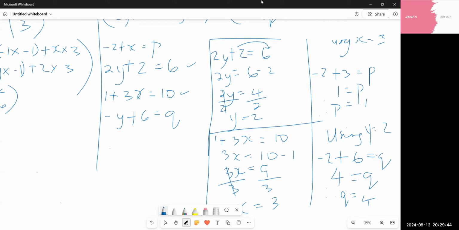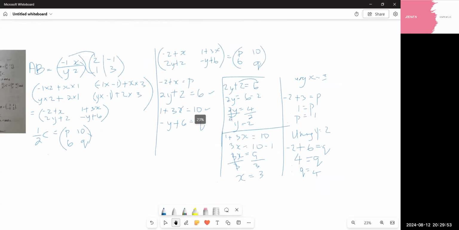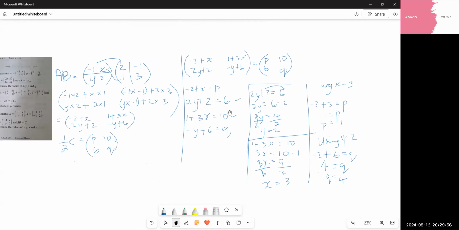All right, so I hope you get it. Let me zoom out a little bit. Hope it's not too small. So that is the actual working out for the whole problem. So in the end, you can say therefore x equals 3, y equals 2, p equals 1, and q equals 4. And you have completed the question. All right, goodbye.